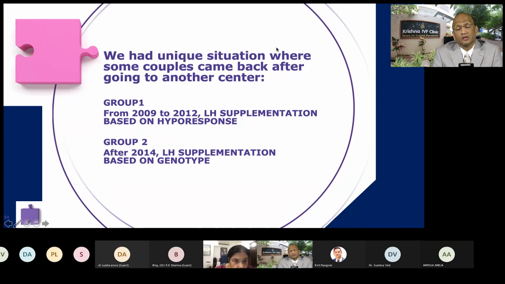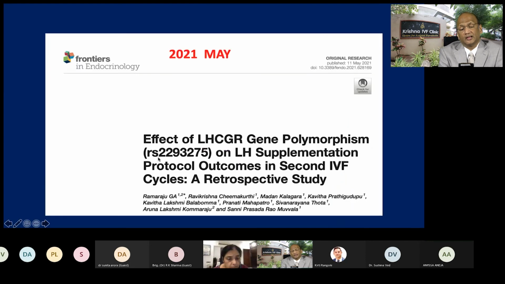We had another unique situation. Since we are doing polymorphism for everybody, some of the patients whom we did LH supplementation based on hyperresponders came back 2 to 5 years later for the second cycle, and in the second cycle we based the LH supplementation on the genotype, and that is what the current study, which was published on May 15th, 2021.